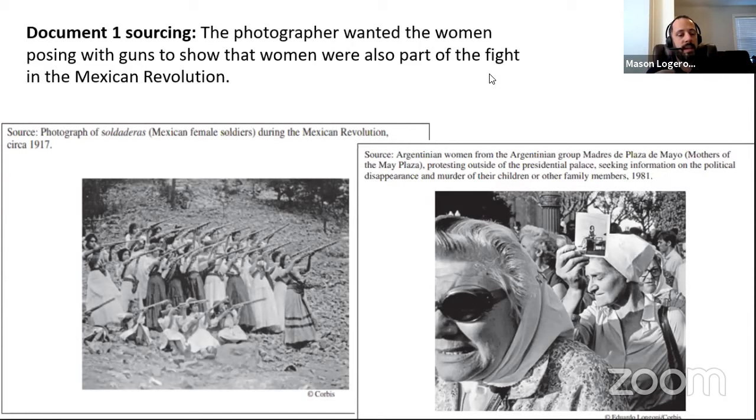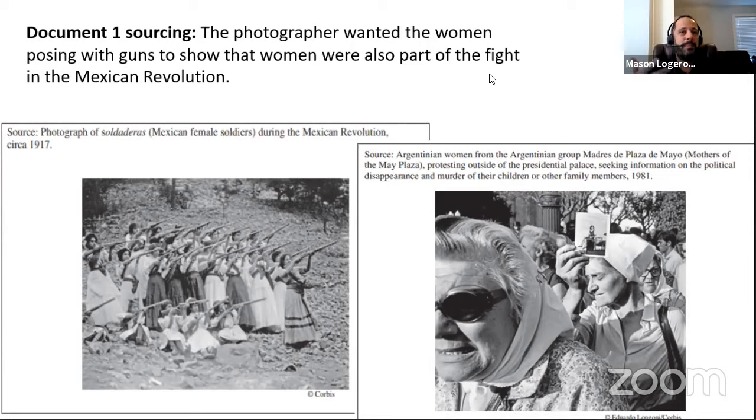And you see here, this is a staged photo. So the photographer wanted all the women to hold their rifles, and notice they're all aiming them. But if you think about the purpose, it really is to show that women are a huge part of this fight in the Mexican Revolution. And you can see that through the fact that they're all holding guns, that they all know how to use them, and that they're willing to use them as well, as you can tell from this document.